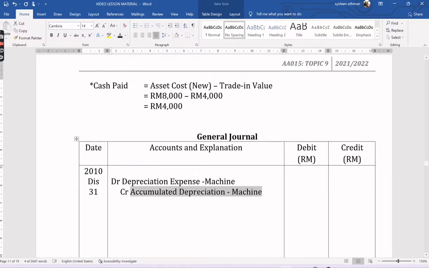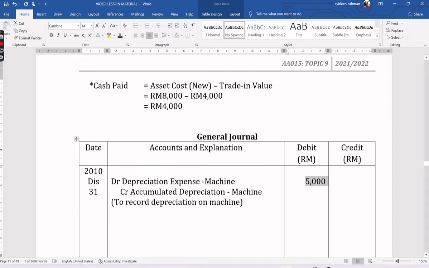Okay, so ini is actually to record depreciation for the machine for the year 2010 before you dispose it. Okay, kalau tak ada catatan ni, 5,000 tu tak boleh join kawan-kawan dia dekat 10,000 tadi tu. Okay, so this is 5,000, and this is also 5,000.